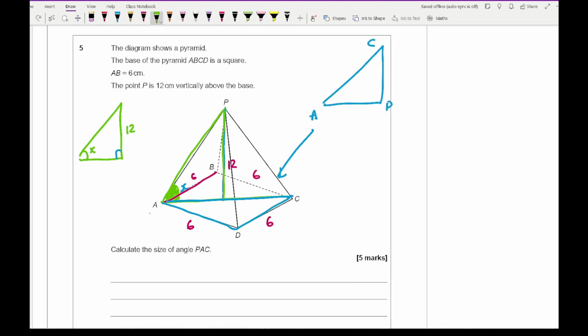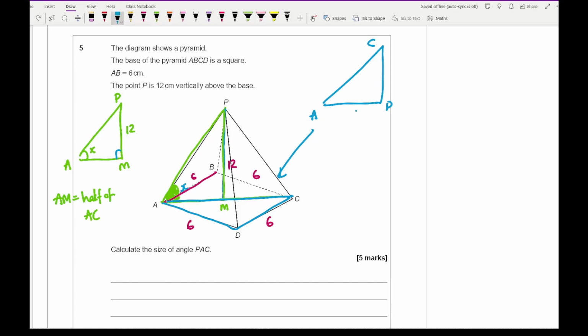Now what's also good practice is to label the points. So A, P, and let's just call this one M. Now A to M is half of A to C. So if I can find out what A to C is going to be, it's going to make my life a whole lot easier.